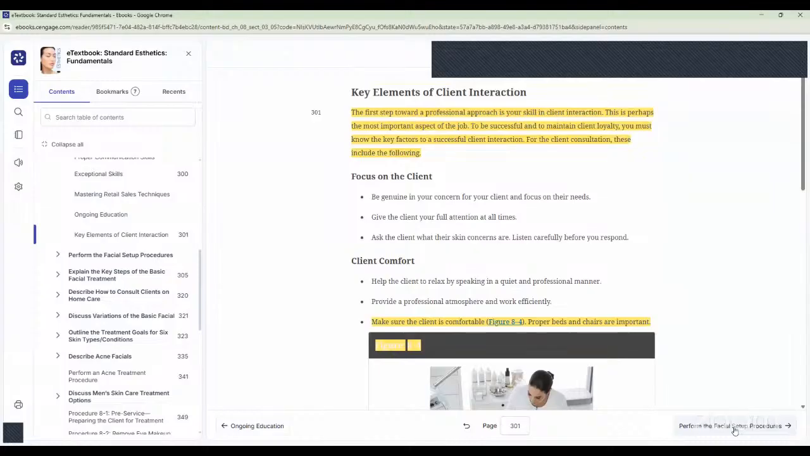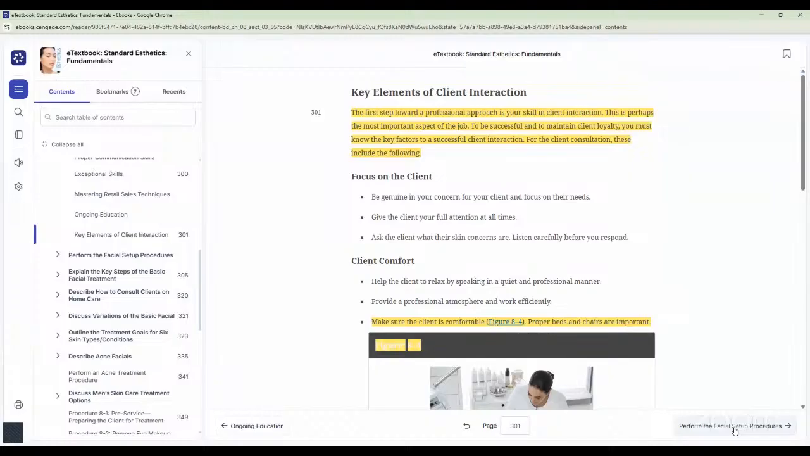All right. Let's look at key elements of client interaction. Okay, you're going to focus on the client. You want client comfort. The first step toward a professional approach is your skill in client interaction. So you have to build your rapport.